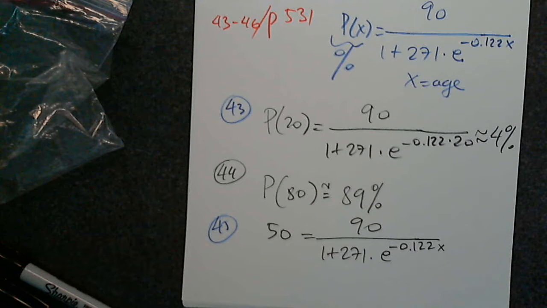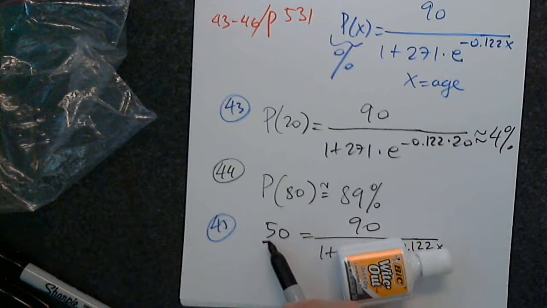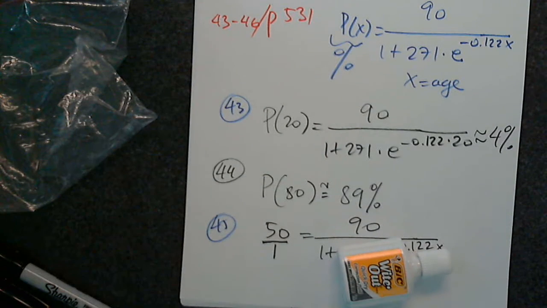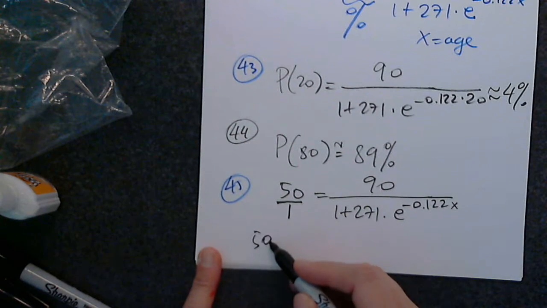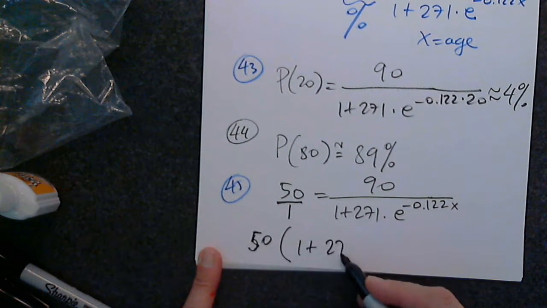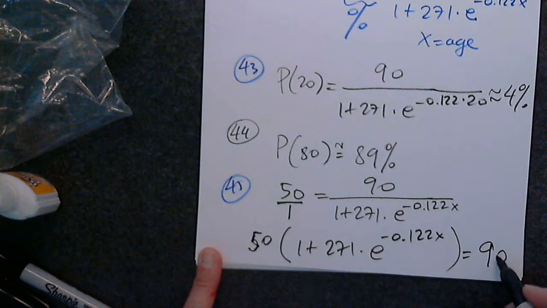This is not a trivial equation. It is not even pure exponential. It's exponential combined with a rational. But still, here's what I see. What you see in the denominator is just noise, right? Just something in there. We don't care. It's still a proportion. How do we address this? What do we have to do with the proportion? Always cross multiply. So we have 50, do not distribute, in parentheses 1 plus 271 e to negative 0.122x equals 90 times 1, which is 90.